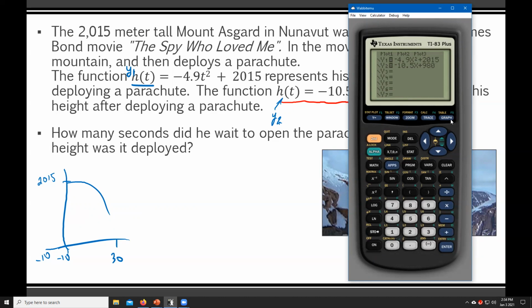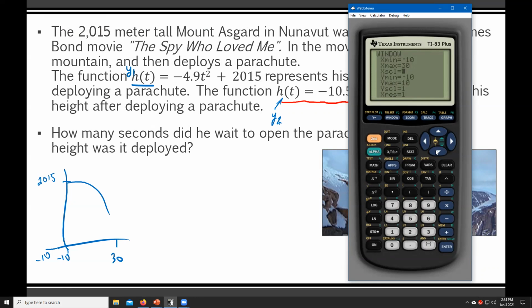And then before I even try graph, well, you know what? Let's press graph just for fun. Nothing shows up at all. Not a big surprise. We got to change our window here. X min, leave it at -10. That's -10 seconds. Who cares? X max, like I said, probably take 30 seconds for him to hit the ground at the very most. We'll find out.